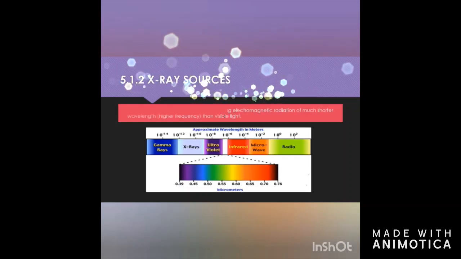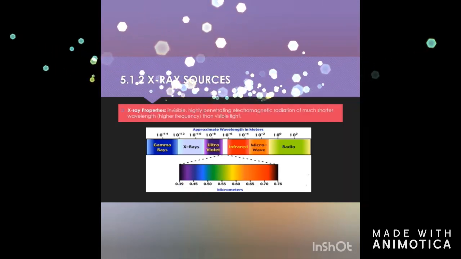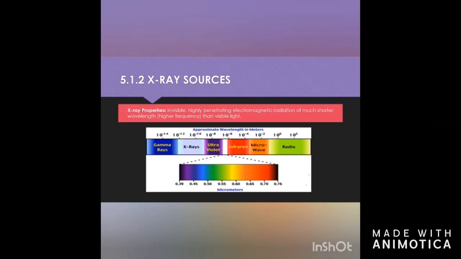X-ray sources. X-ray properties: in contrast to visible light, X-rays are highly penetrating electromagnetic radiation of much shorter wavelength and higher frequency than visible light. The wavelength range for X-rays is about 10 to the power of negative 8 meter to about 10 to the power of negative 11 meter.